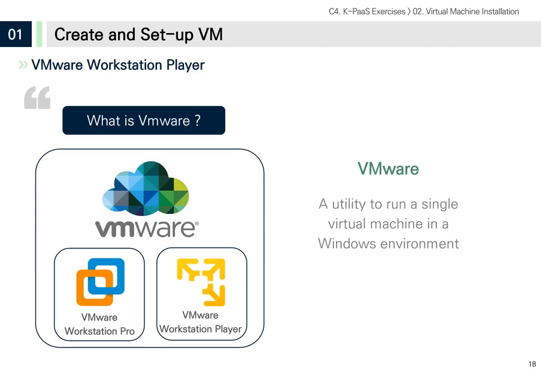The Workstation program, developed by VMware, which supplies software related to computer virtualization, is a utility for building a single virtual machine in a local environment. It was first released in 1999 and is still widely used by Windows and Linux users. There are two types of Workstation: a paid professional version and a non-commercial freeware version. The software to be used in this training is Workstation Player freeware.